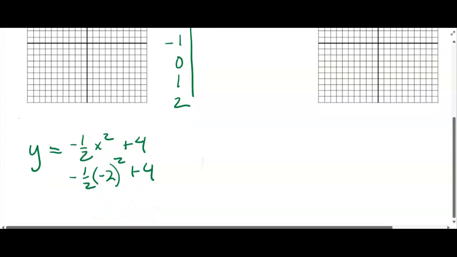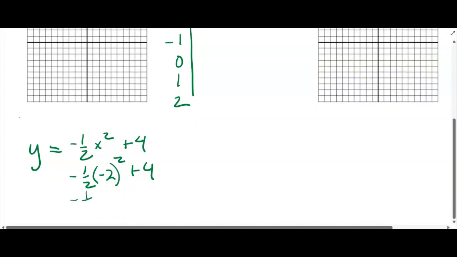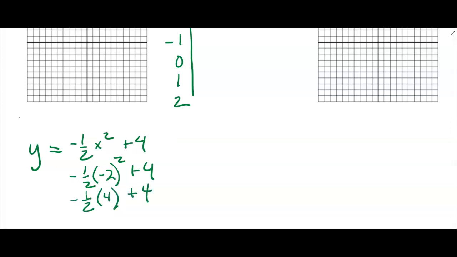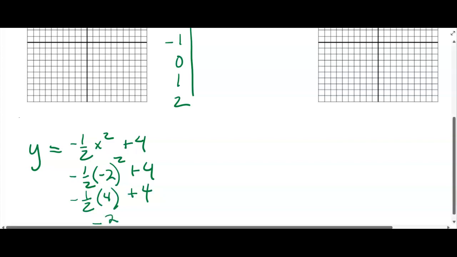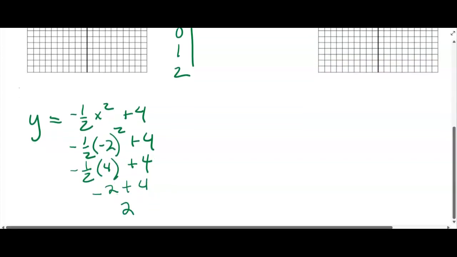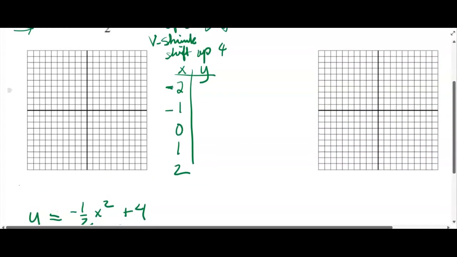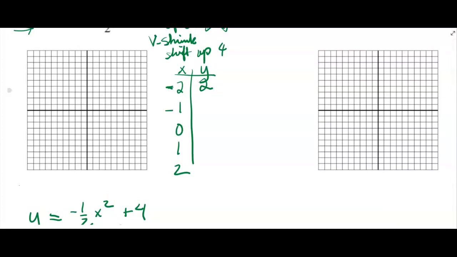So I'm putting in a -2, square it, you get 4. You have to follow the order of operations. And then -1/2 times 4 is going to be -2 plus 4, which is going to be 2. So do this, write this out, bring me extra paper if that helps you. Okay, so I have the point -2, 2, right there.